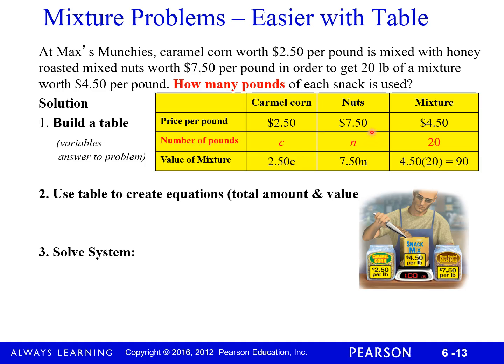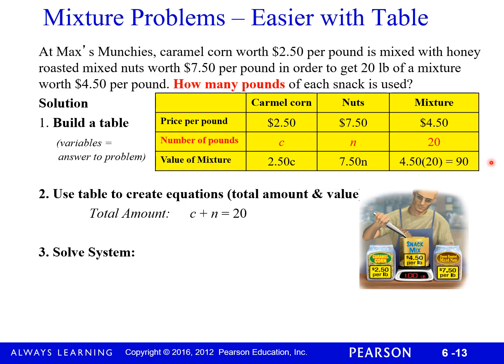We know that we're going to mix caramel corn and nuts to create 20 pounds. So C plus N is going to equal 20. That's our first equation. And we know that the value of the caramel corn is $2.50. So $2.50C plus $7.50N is going to equal the value of the mixture. So that gives us our two formulas.